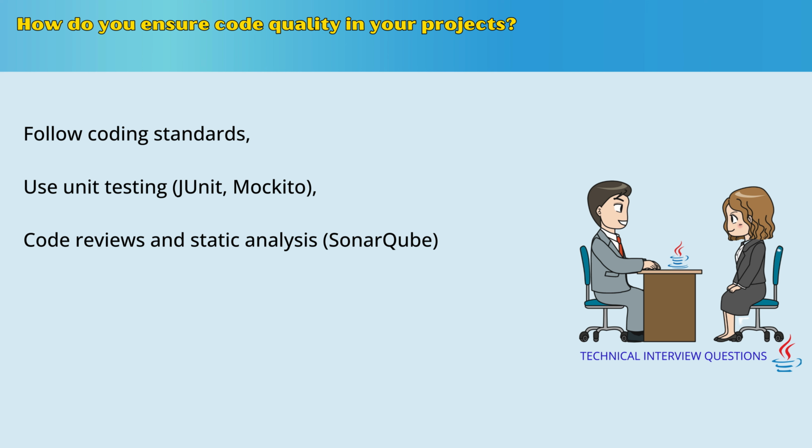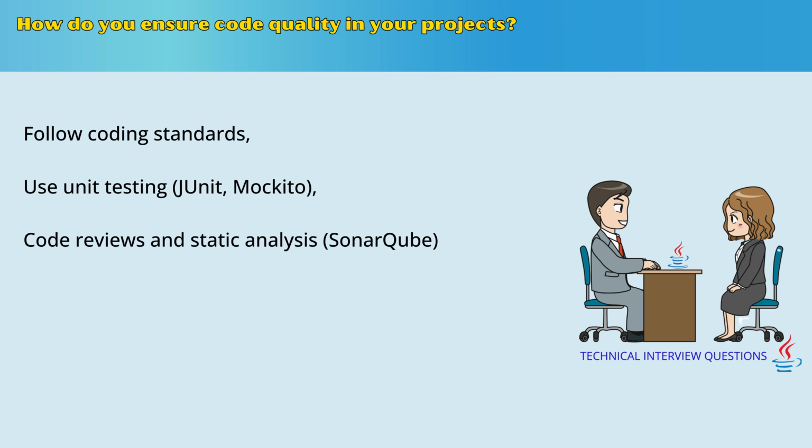Ensuring code quality is a priority for me, and I approach it from several angles. First, I adhere to coding standards and best practices, such as following naming conventions, writing modular and reusable code, and documenting where necessary. Second, I make use of unit testing to validate individual components of the application. I typically use JUnit for writing test cases and Mockito for mocking dependencies. Writing tests not only helps in catching bugs early, but also ensures that future changes do not break existing functionality.